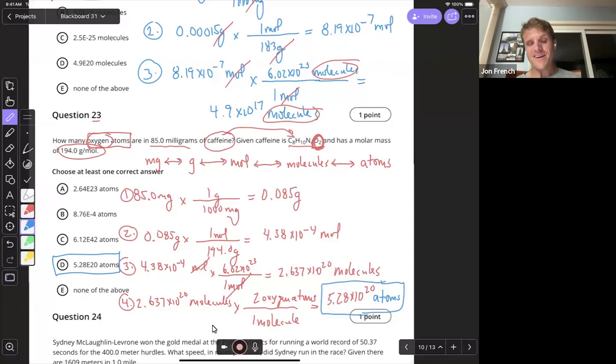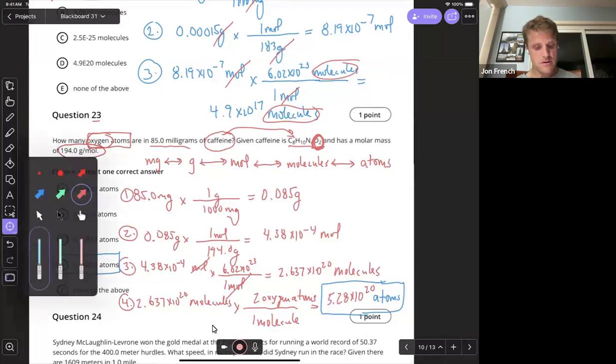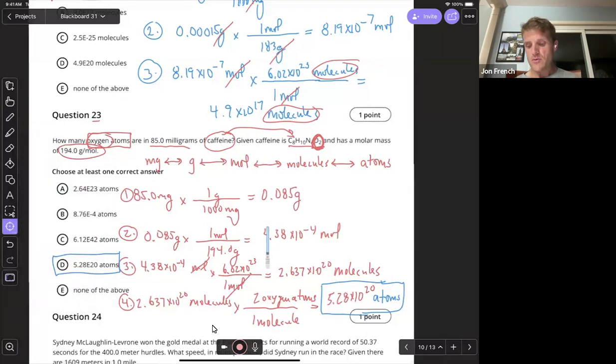Yeah, so if I asked you how many moles of oxygen are there in this sample? You're correct. If we were asked how many moles of oxygen were in this sample, we would skip step 3 completely. And we would say, okay, I've got this many moles of the whole thing.